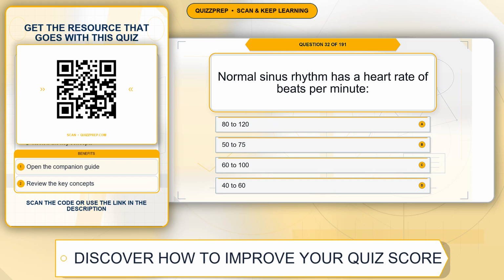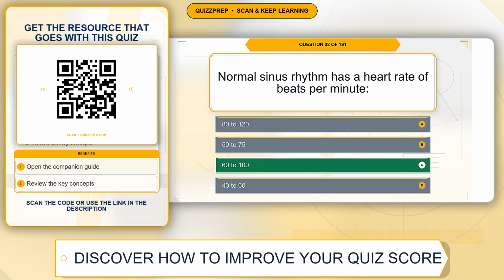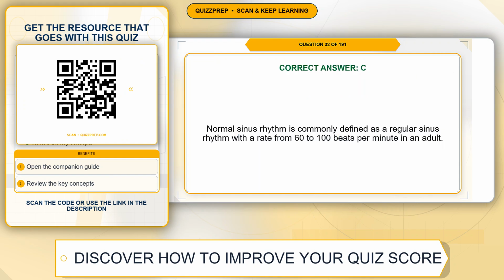Question 32. Normal sinus rhythm has a heart rate of blank beats per minute. Option A, 80 to 120. Option B, 50 to 75. Option C, 60 to 100. Option D, 40 to 60. The correct answer is option C, 60 to 100. Explanation: Normal sinus rhythm is commonly defined as a regular sinus rhythm with a rate from 60 to 100 beats per minute in an adult.